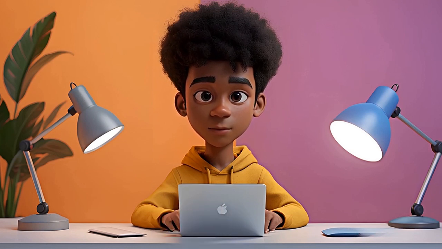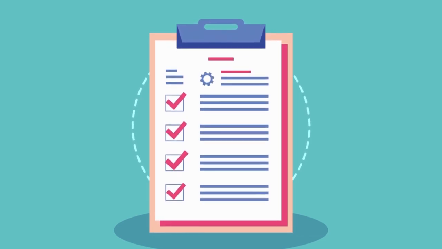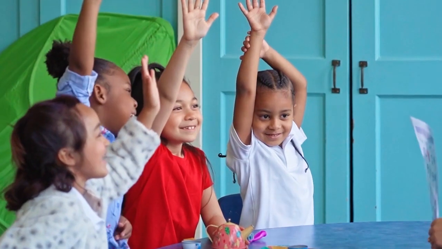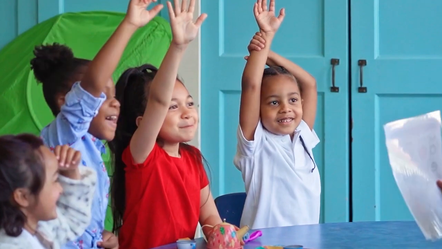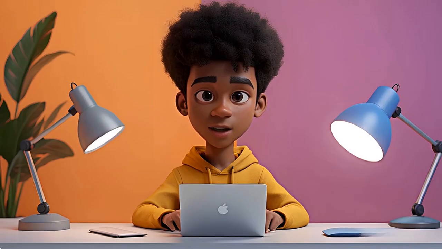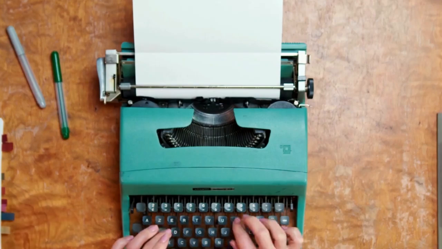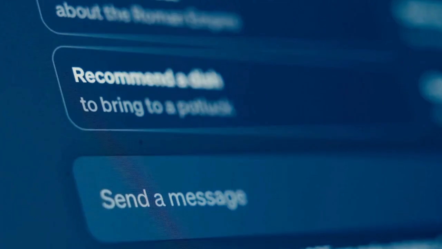Now, creating these type of videos can be done in 4 easy steps. So the first step that you need is coming up with a lesson that you're going to educate your audience about. For example, this is a video explaining about cooking sentences, so it's all about action verbs. So there are 2 ways we can write the video lesson. Number 1, we can do it ourselves, or number 2, we can use AI tools to help us write the video lesson or the script for our video.